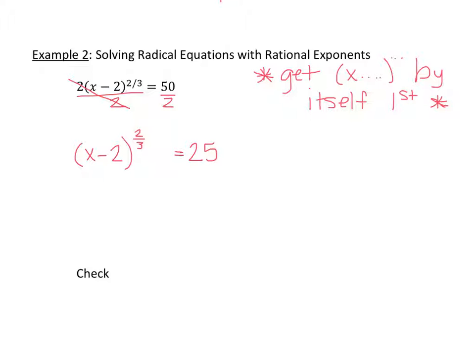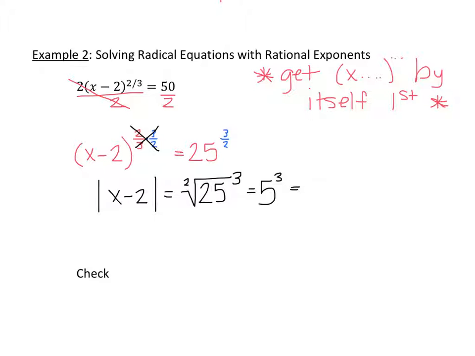So to get rid of 2/3, we're going to multiply it by its reciprocal, 3/2, which we have to do the same thing to the other side. Those cancel out. When that happens, replace those parentheses with absolute value. So we have absolute value of x minus 2 equals, let's see, what is that thing as a radical? 25 is on the inside. What's my index? Go ahead and deal with it like this. What's square root of 25? 5. What's 5 cubed? 125.